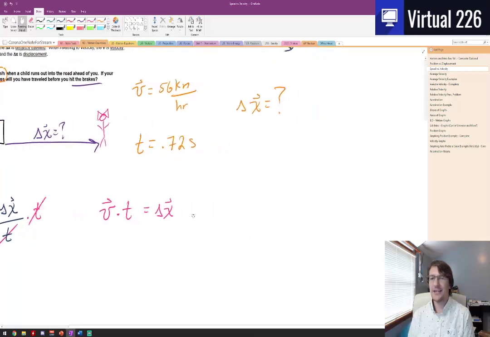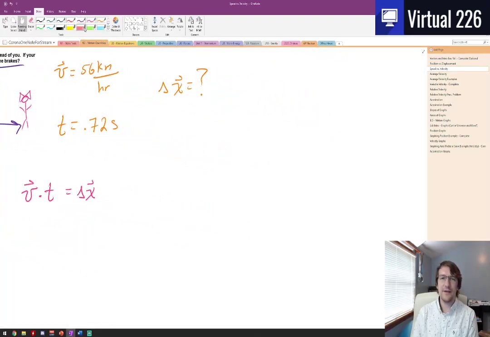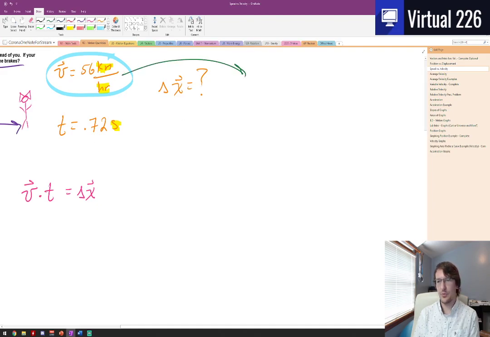And now I just have a little bit of a headache because if I notice this, my velocity is in kilometers per hour and my time is in seconds. Woof. So I might need to do a little bit of a unit conversion up here on the velocity. So let's do that real quick. Let's just pull this over here.